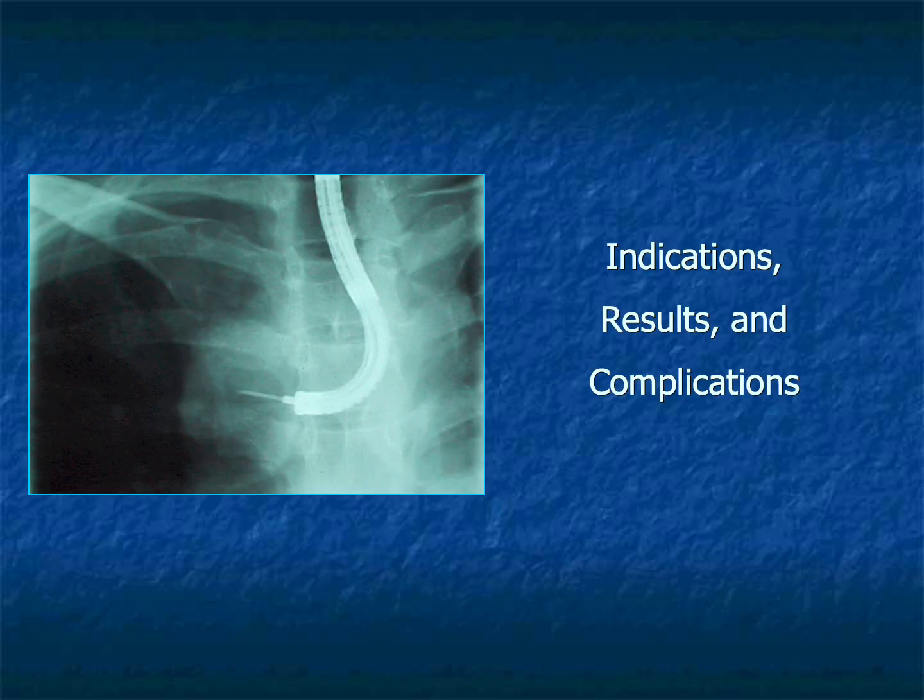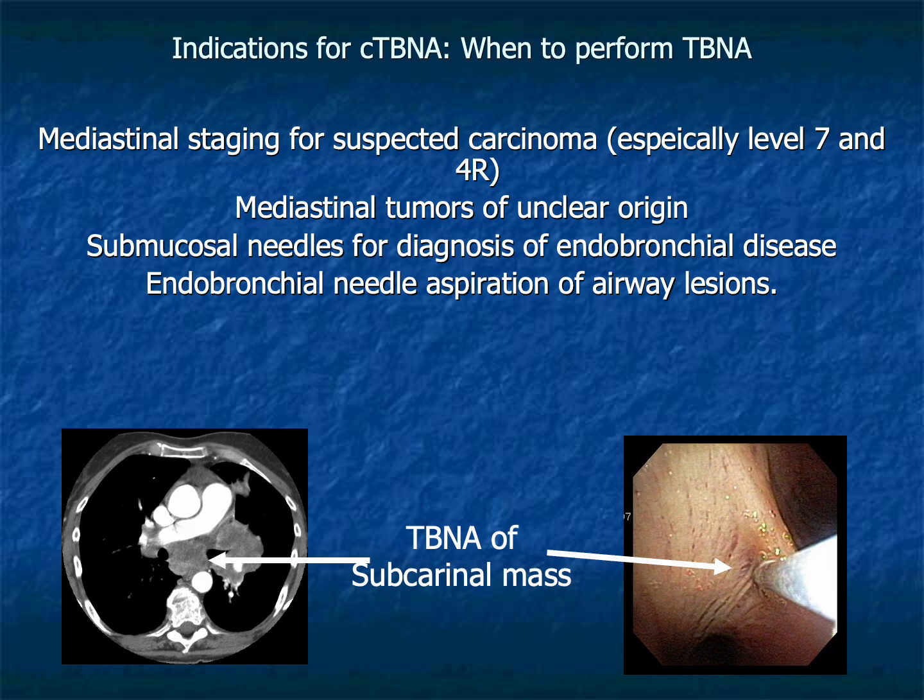The most common indication for conventional TBNA is mediastinal staging of suspected lung cancer. The technique is particularly effective for sampling subcarinal and right paratracheal lymph nodes.